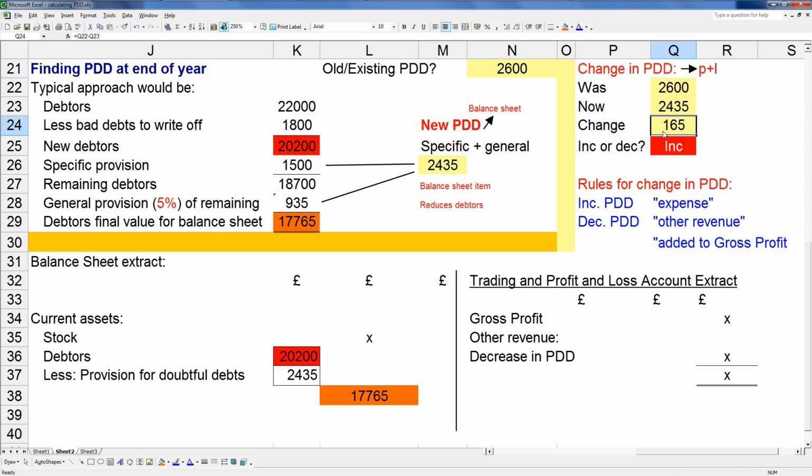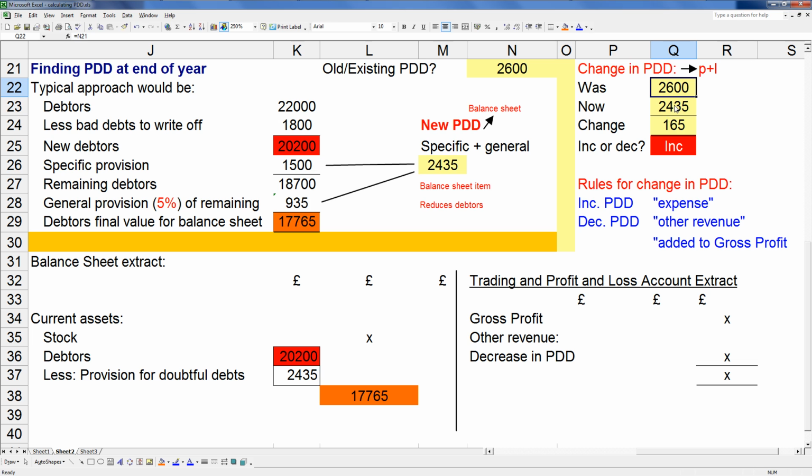But if it's a positive value, does that mean it's an increase? Well, it doesn't, does it, in this case? So 165 is the number. That's all I care about, not reading the sign. And then I use logic to understand whether it's a decrease. So it was 2,600, it's now 2,435, so it's got a decrease. So if it's a decrease of 165, using the rules, a decrease in PDD is other revenue.